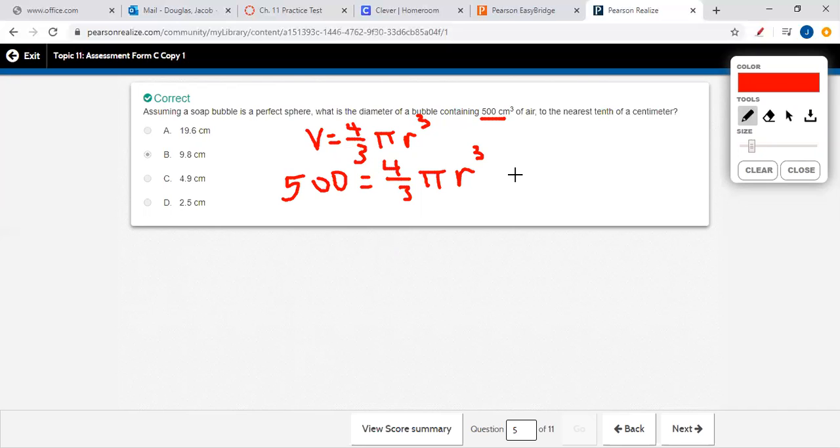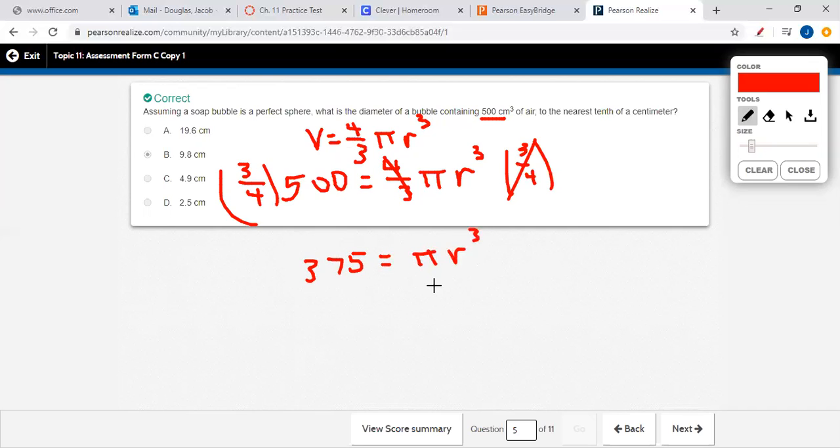So 500 times 3/4 is going to give you 375. So if I multiply both sides by 3/4, these will cancel, and you're going to be left with 375, and that equals pi r cubed. Next, we still need to get r by itself, so divide both sides by pi. So 375 divided by pi is going to be 119.366.